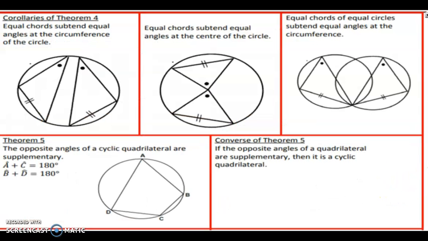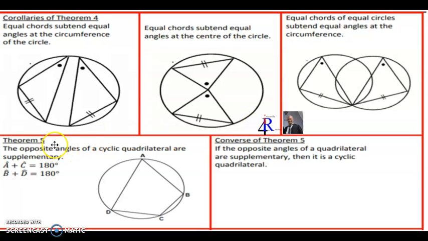Let's look at the few corollaries of theorem 4. Equal chords subtend equal angles at the circumference of the circle. Equal chords subtend equal angles at the center of the circle. Likewise, equal chords in equal circles, meaning the circles are the same size, subtend equal angles at the circumference.